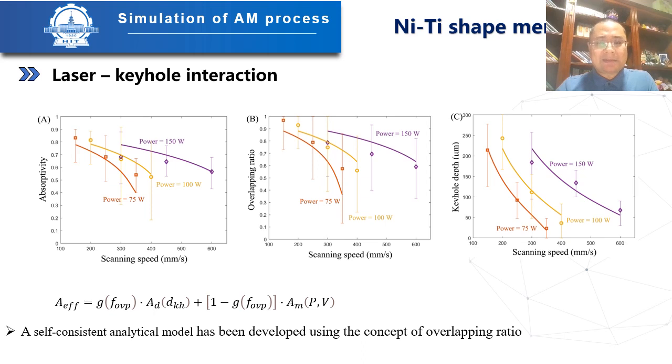Drawing from the insights gleaned from the aforementioned simulation results, we have formulated a self-consistent analytical model aimed at revealing the intricate interaction between the laser and the keyhole. As showcased on this page, the projected absorptivity, overlap ratio, and the keyhole depth align harmoniously with our simulation outcomes, underscoring the model's accuracy and applicability.